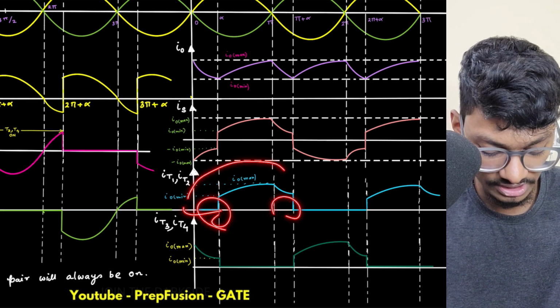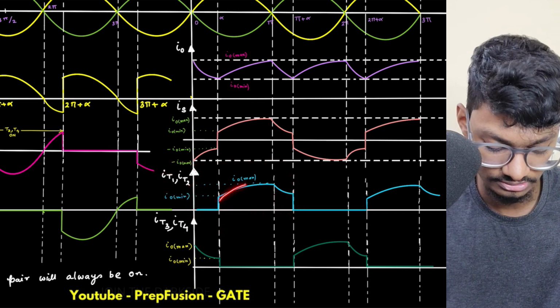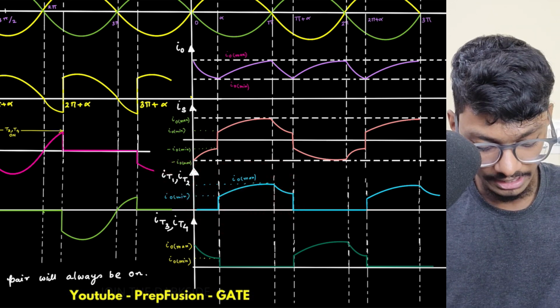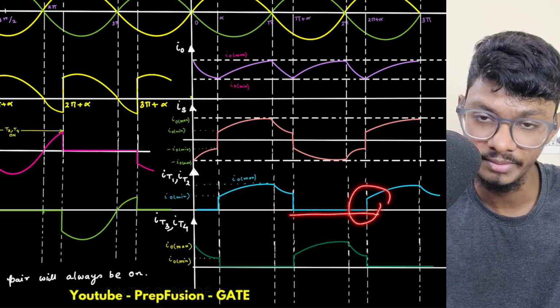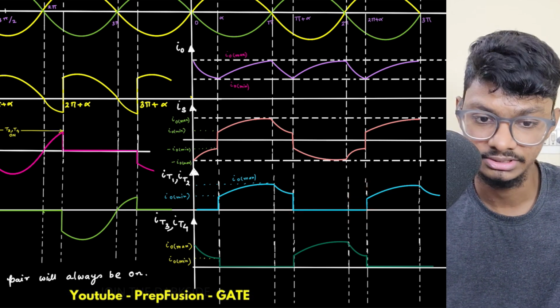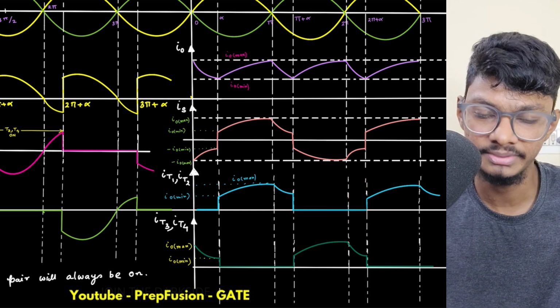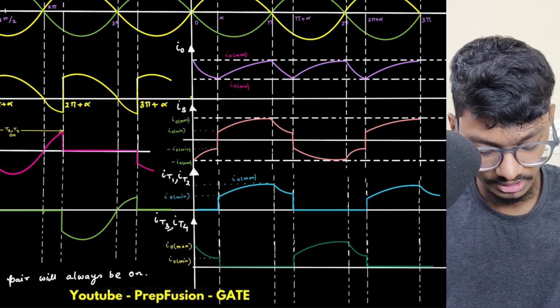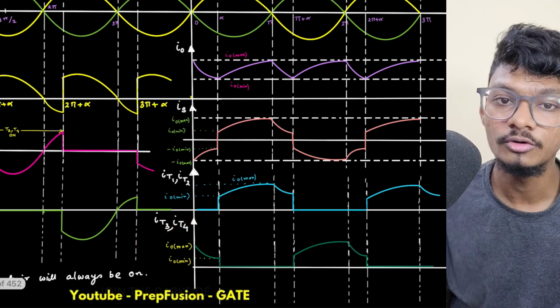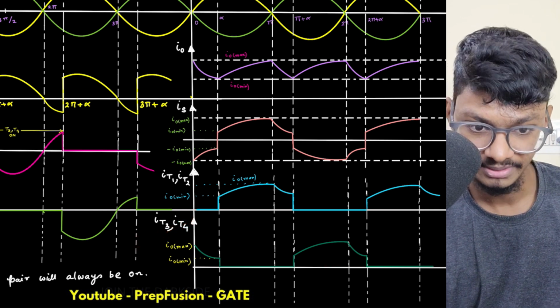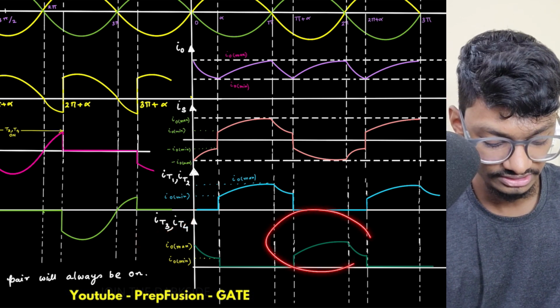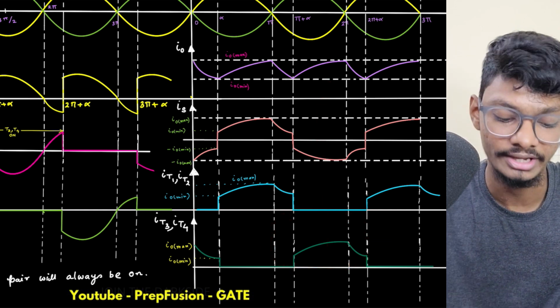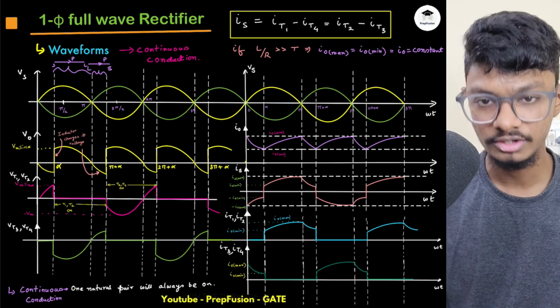So from alpha to pi plus alpha, my T1, T2 are conducting, hence it is equal to IO, and after that it is totally 0. Then again from 2 pi plus alpha to 3 pi plus alpha, T1, T2 is conducting, right? And what about T3 and T4? From pi plus alpha to 2 pi plus alpha, my T3 and T4 will conduct, so this will be directly equal to my IO. So I hope you have understood the waveforms.